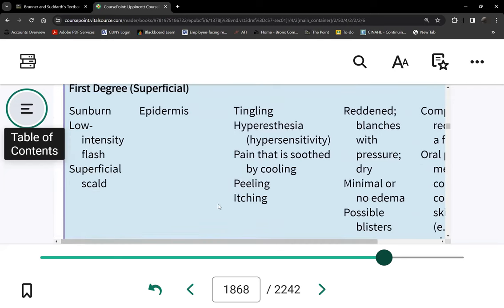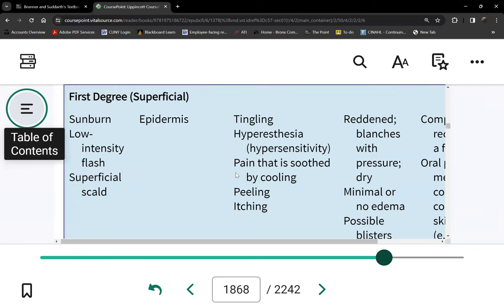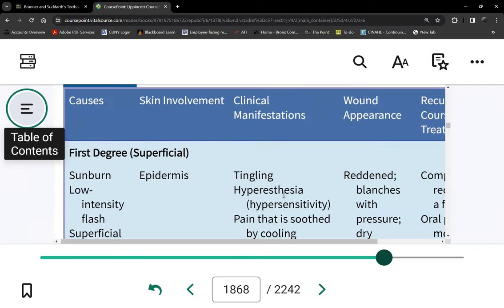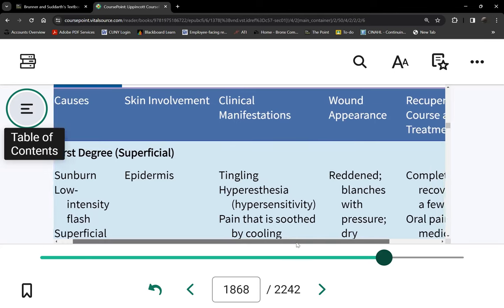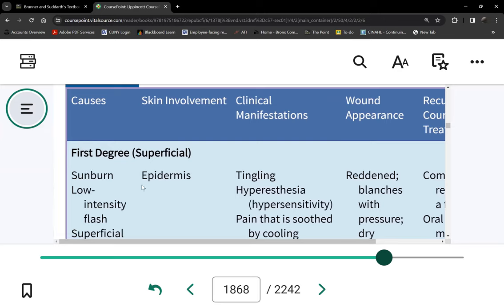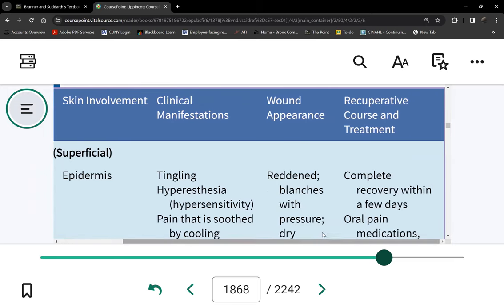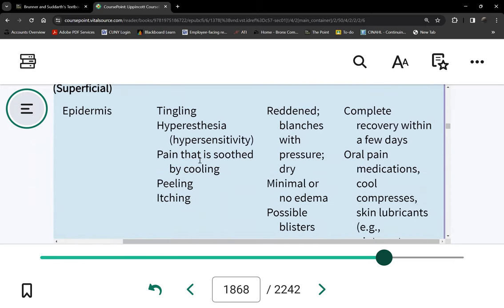The way I remember this in school is I look at the anatomy of the skin, and that's how I remember the appearance. Or you could do old-fashioned if you want to memorize this, have at it. But since I know that first-degree burns only affect the epidermis, only the outer layer, is that really living tissue? No, not really, right? So that's why the manifestations are hypersensitivity. It's painful, but it will easily heal because it's only the outer surface of the skin.